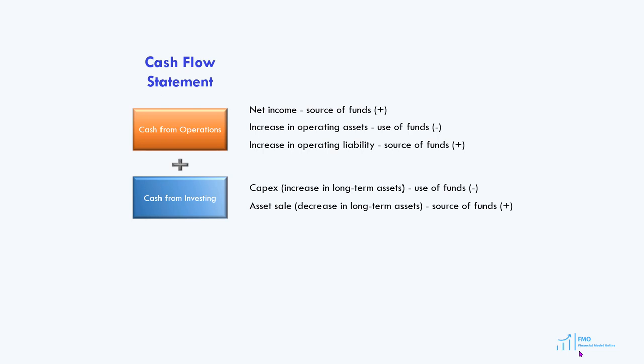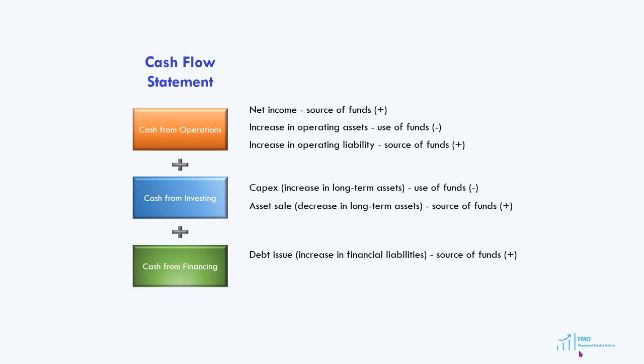After the cash from investing activities, we've got the cash from financing activities. The issuance of debt represents a source of funds because it's an increase in financial liabilities. We are issuing debt, cash is coming into the business, and our financial liability is increasing. Repayment of the loan, on the other hand, represents a decrease in financial liabilities, and therefore repayment of the loan should have a negative sign because cash is going out.